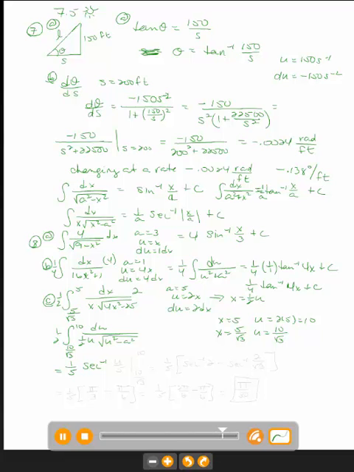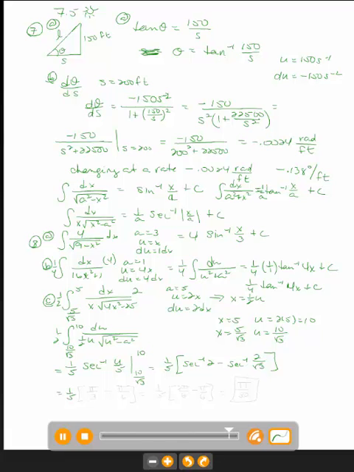and then it's going to be u over a, so that's u over 5, evaluated, and the 10 is on top, and the 10 over the square root of 3 is on the bottom. So now I have 1/5 arcsecant of 2 minus the arcsecant of 2 over the square root of 3.